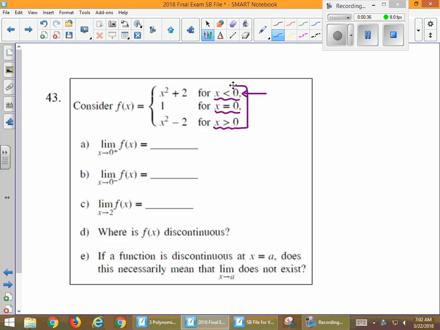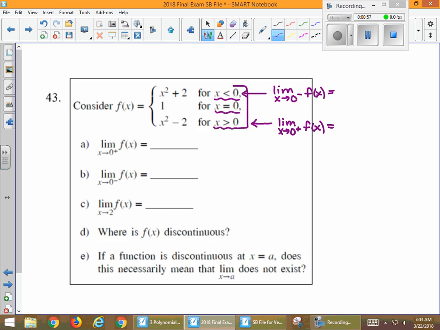So we're going to use this for part D, the limit as x approaches 0 from the left of f of x. And we're going to use this part for part A, the limit as x approaches 0 from the right. And this part in the middle, f of 0, is 1. So when x is 0, y is 1. That's what that part fills in. So let's go ahead and go in order.